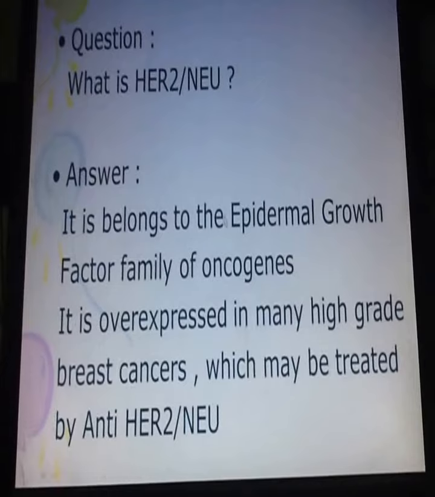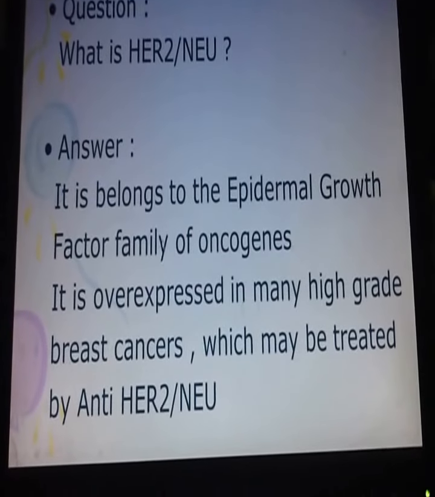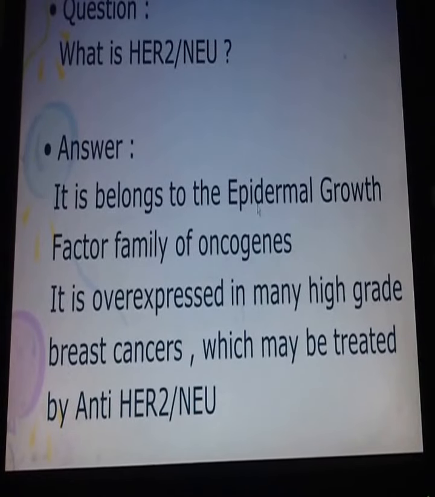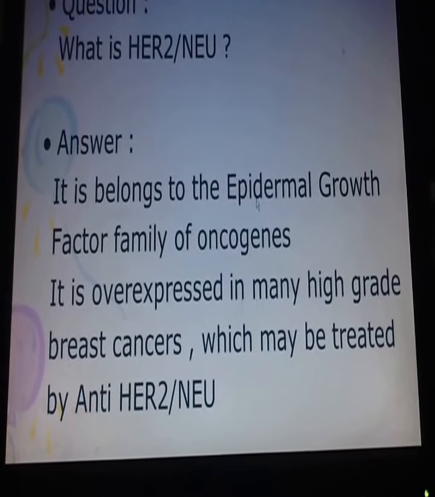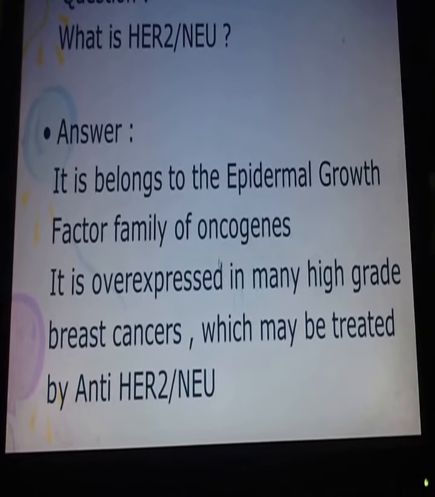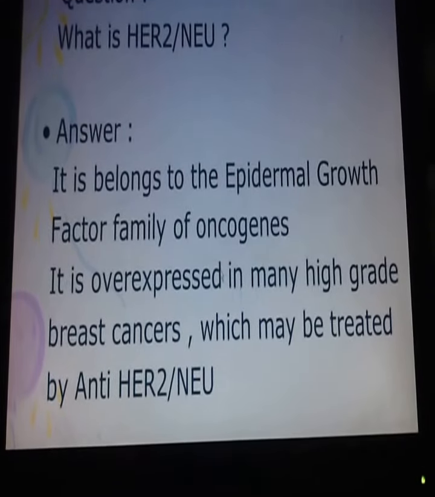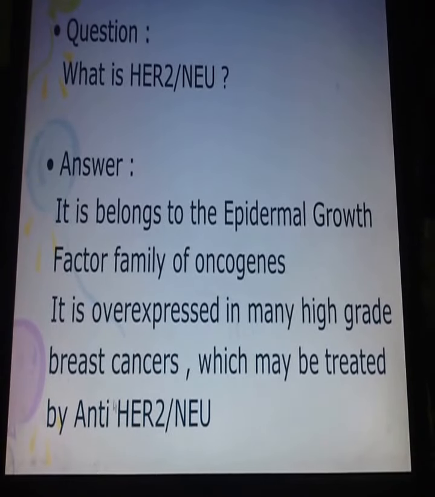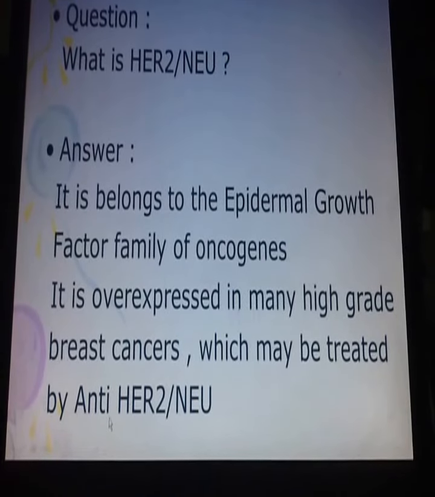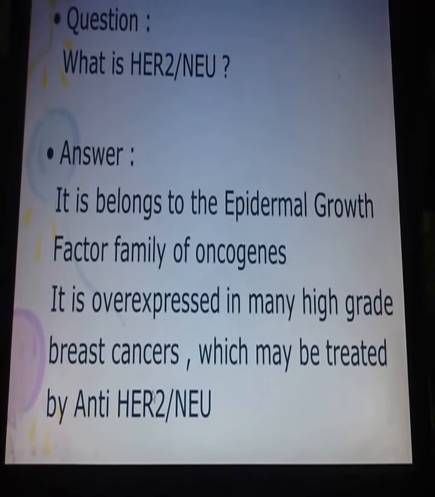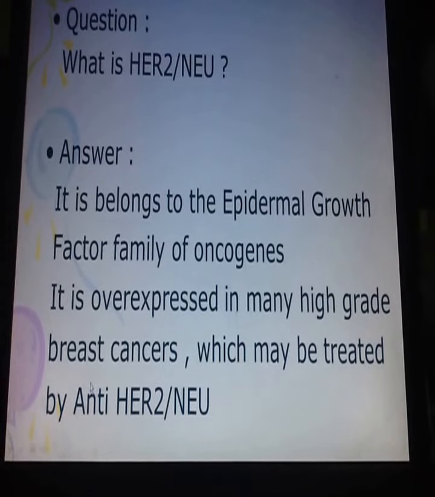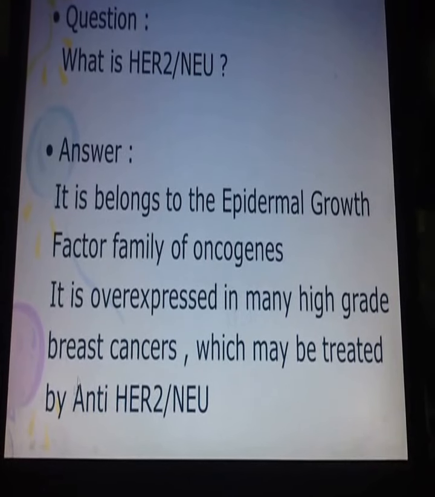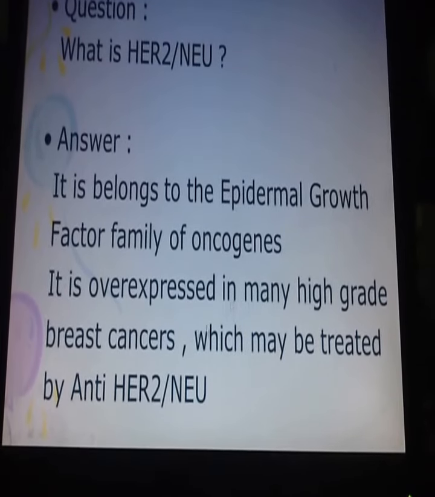HER2 is an epidermal growth factor receptor, an oncogene, and it is found on the cell membrane of cells. It's overexpressed in high-grade tumors. When a patient has a tumor which is HER2 positive, with HER2 overexpression, then it is effective to use anti-HER2 therapy. Some of those drugs, like Herceptin, are called anti-HER2 drugs, used in such patients if the HER2 is positive.